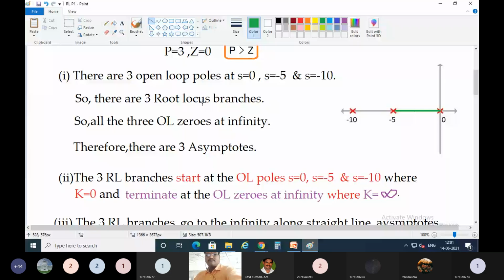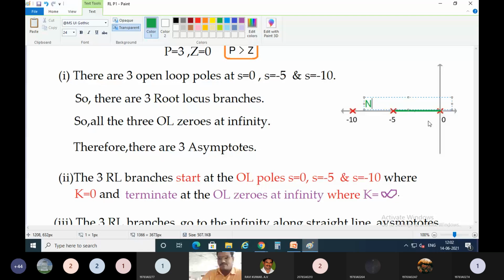Clear? Okay. Next, if I take the point here, for example, minus 6, to the right of this point, how many number of poles and zeros? Two. Is it even or odd? Even. So if it is even, there is no root locus between these two. If I write NRL, NRL means no root locus.